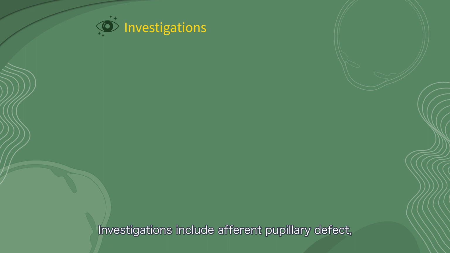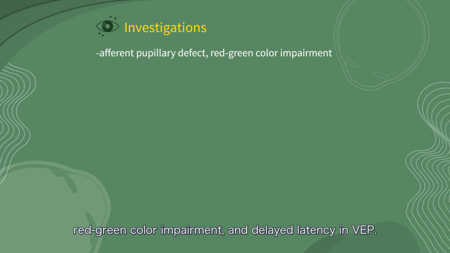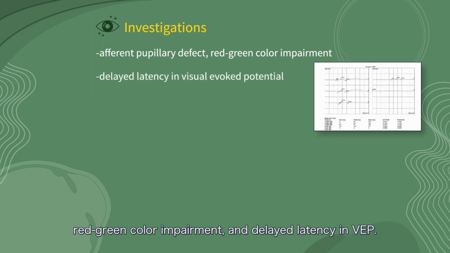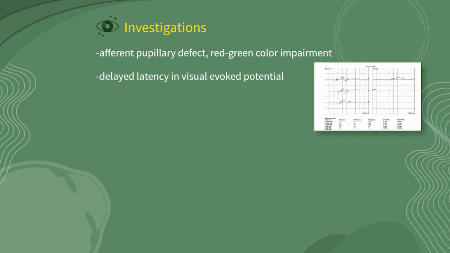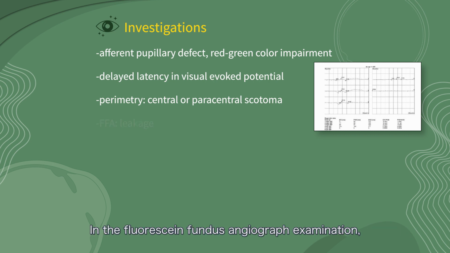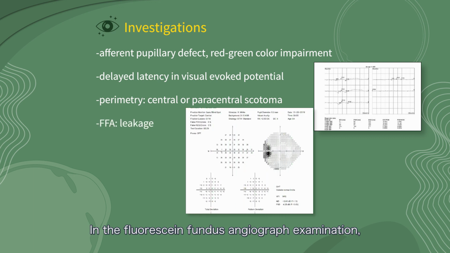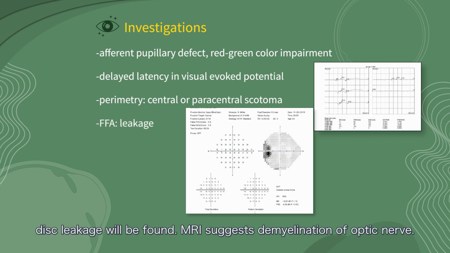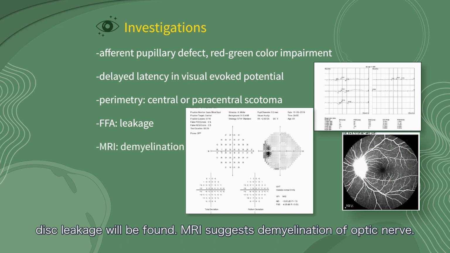Investigations include afferent pupillary defect, red-green color impairment, and delayed latency in VEP. On perimetry tests, typical central or pericentral scotoma will be seen. In the fluorescein fundus angiography examination, this linkage will be found. MRI suggests demyelination of the optic nerve.